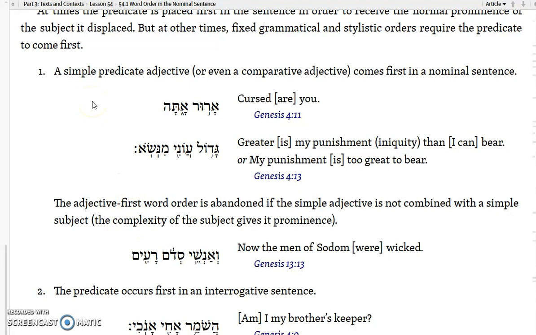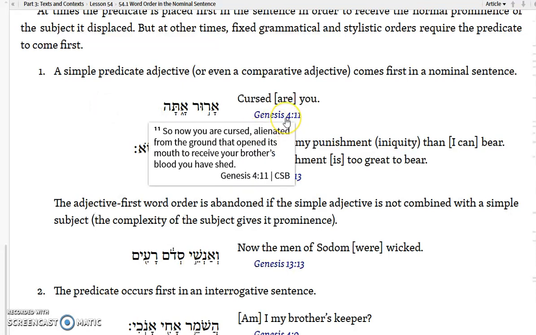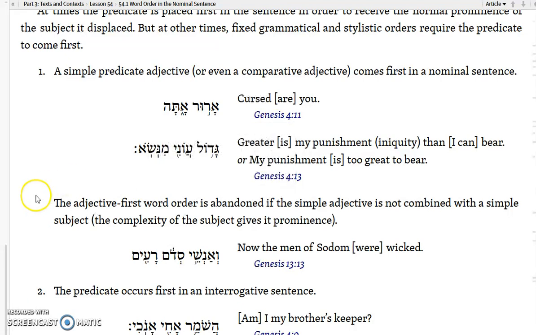Example 1. A simple predicate adjective, or even a comparative adjective, comes first in a nominal sentence. Arur atah, cursed are you. But then you could translate it, you are cursed, as Christian Standard Bible renders it.